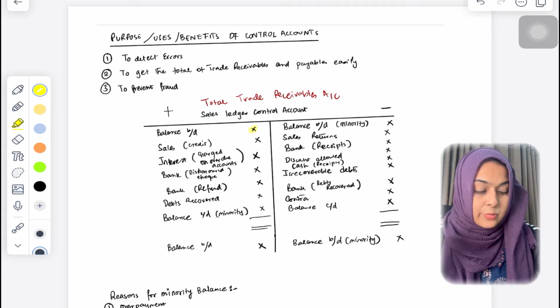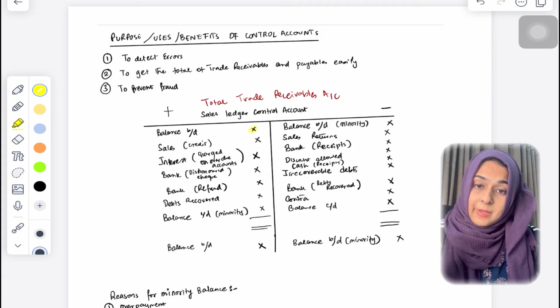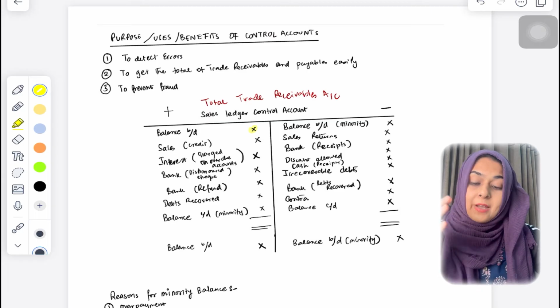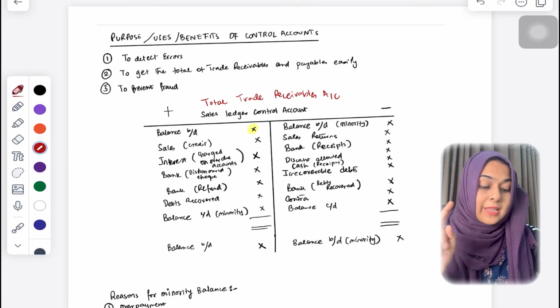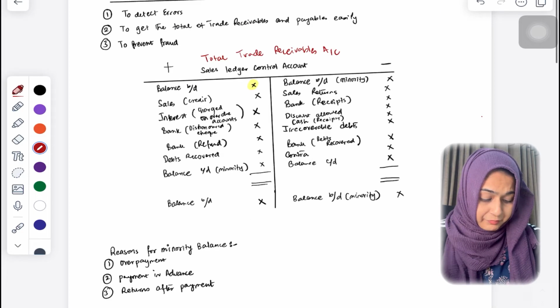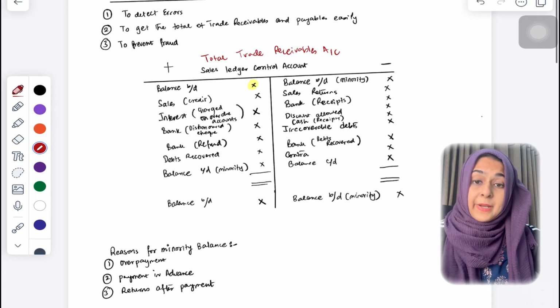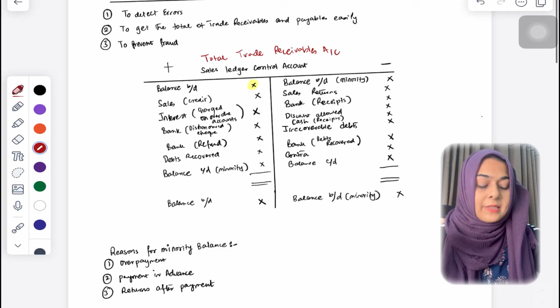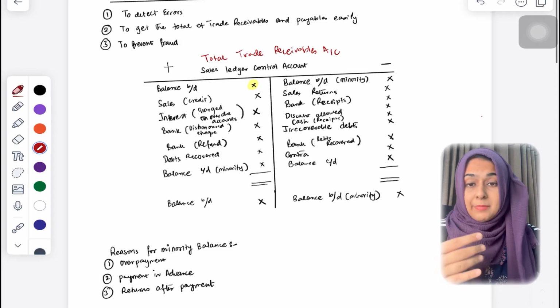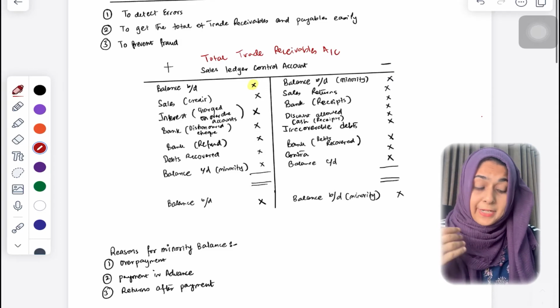That is when the customer, let's say, made an overpayment. The customer was supposed to pay a certain amount, but they made a payment of more than that amount. So in that case I owe my customer. Similarly, my customer might have paid me in advance. That means I haven't sold the goods yet, but my customer has paid me in advance.